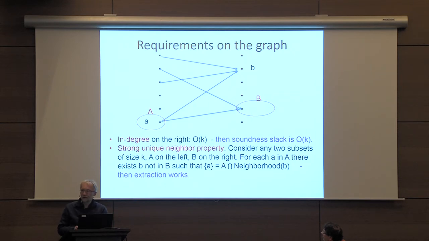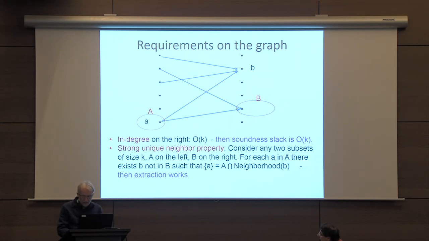The reason we call this property this way is because there was already in expander graph theory something called the unique neighbor property, which is kind of similar to this, but we call it strong unique neighbor property because we say there must be this unique neighbor, even if we exclude this small subset B on the right-hand side. You can still find a nice node on the other side.